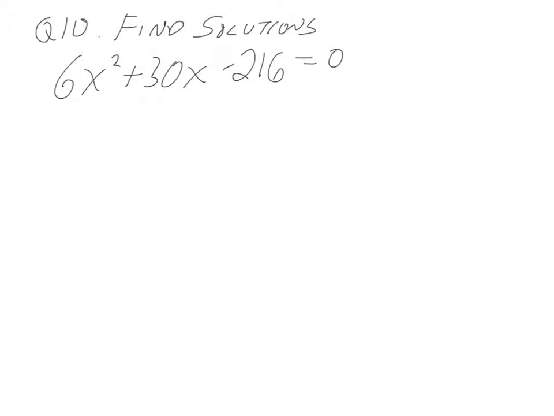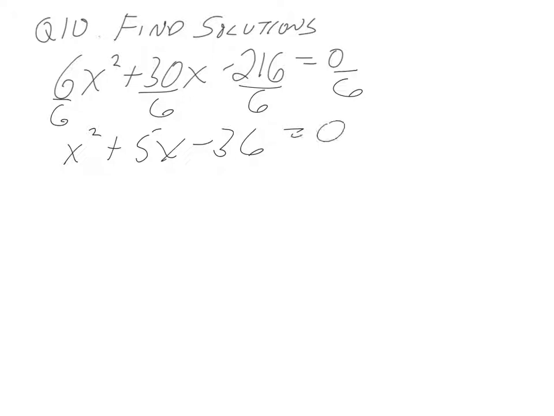For question 10, we want to find the solutions here. 6x squared plus 30x minus 216 equals 0. First thing I notice is that all three numbers are divisible by 6. So I'm going to divide them all by 6, both sides. And that leaves me with x squared plus 5x minus 36 equals 0.